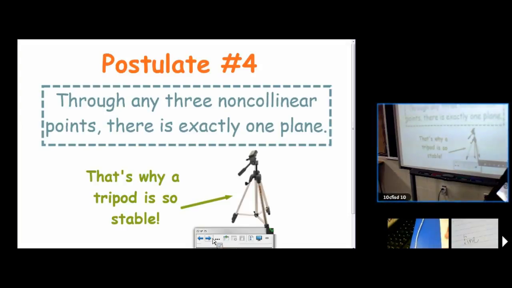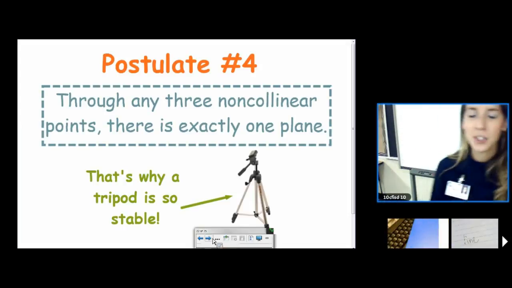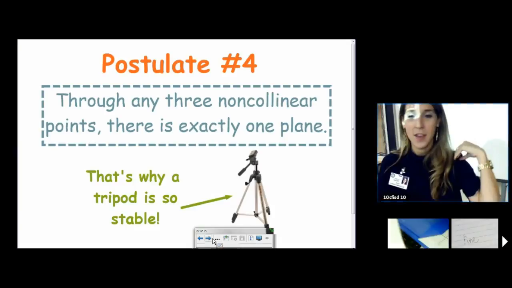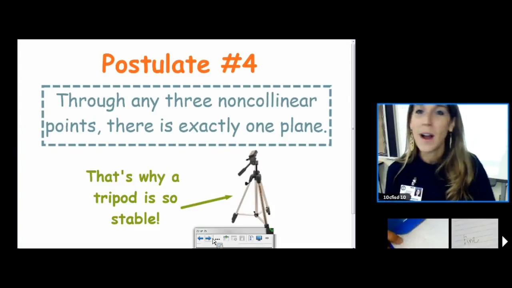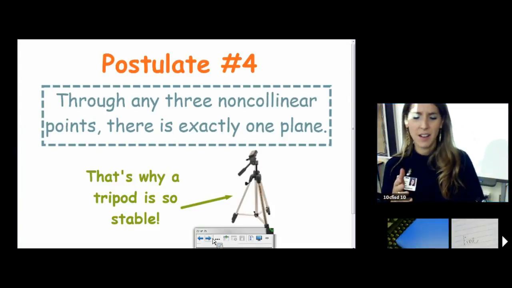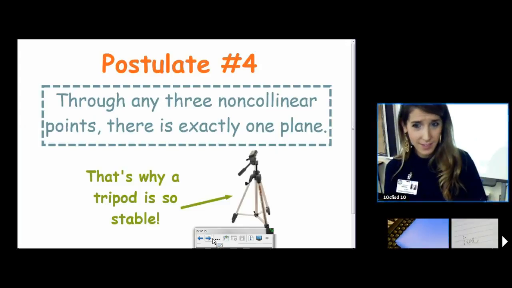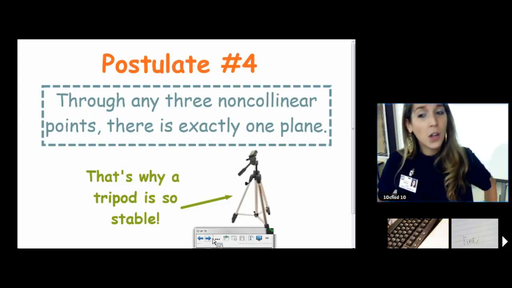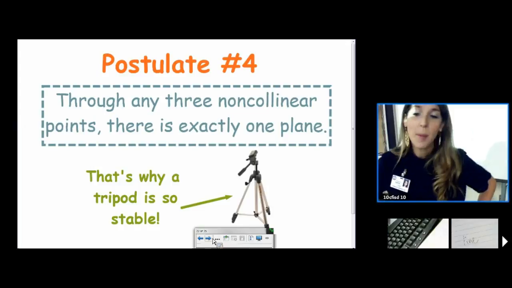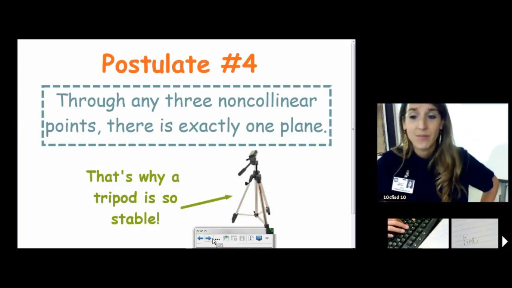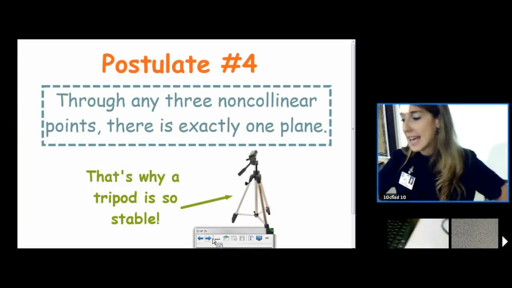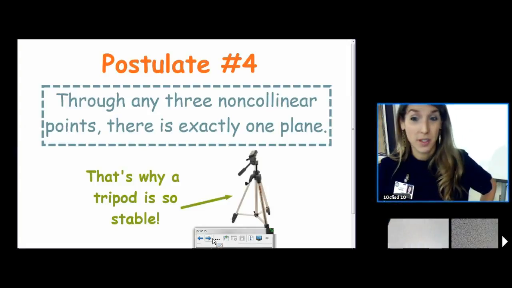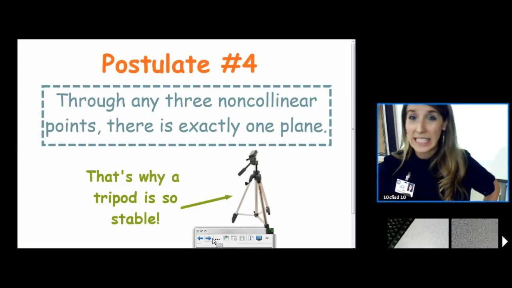Write it down. So this is why a tripod is called a tripod. Why isn't it called a bipod? Why doesn't it just have two legs? Because it would fall over. Why isn't it called a quadpod? How come a tripod doesn't have four legs? Have you ever sat in a desk with four legs that wobbled? It's pretty annoying, isn't it?